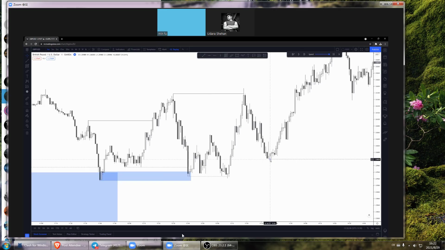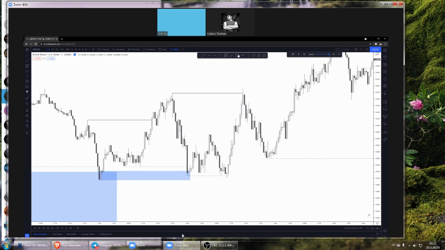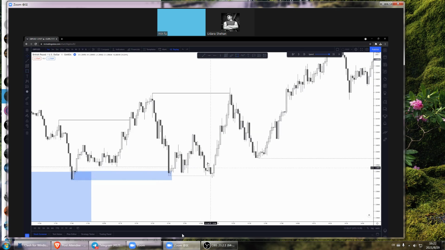Then I told you, choose the one that is closest to the inducement. So now what's the closest? We can't say this imbalance is the closest one, and not even this order block is the closest one. What's the closest one? See, this is where the whole push down started to take out this liquidity. Can you understand that?